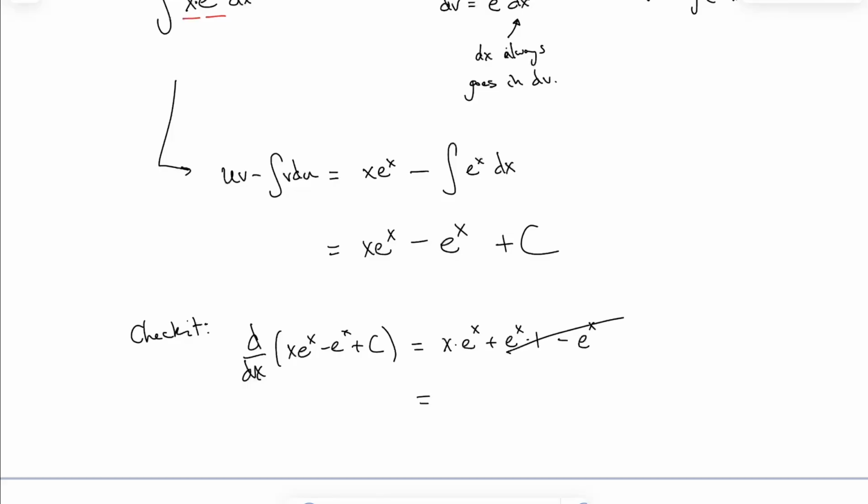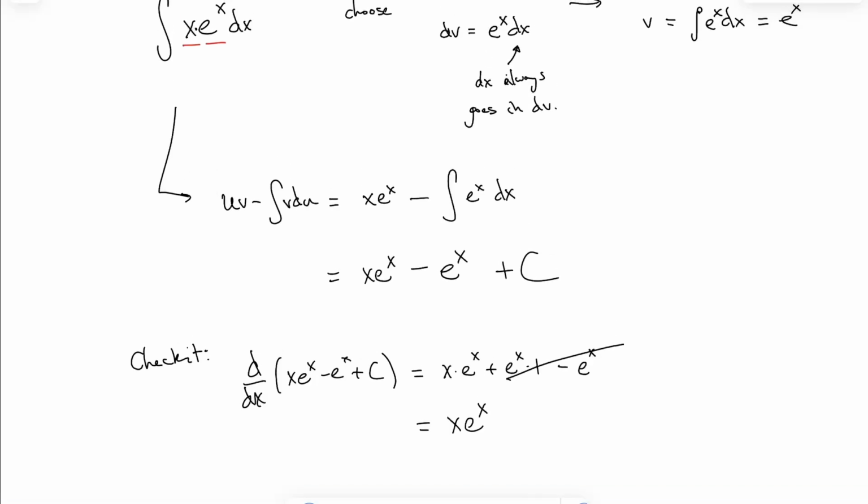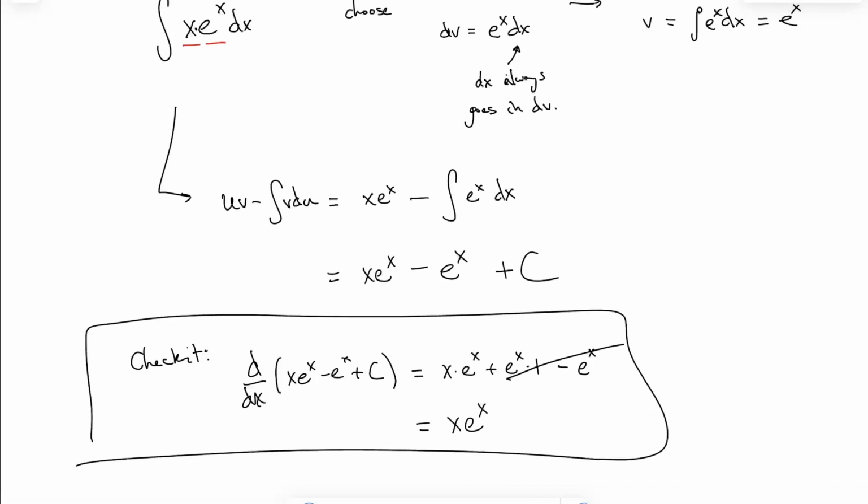And so the whole thing is just x e to the x, which is indeed what I wanted it to be, the thing inside the integral. All right, so it worked. This is the integration by parts. Everybody's favorite first example.